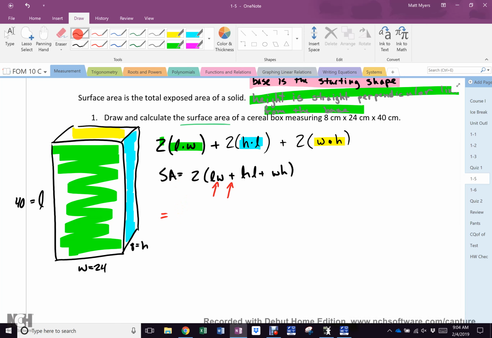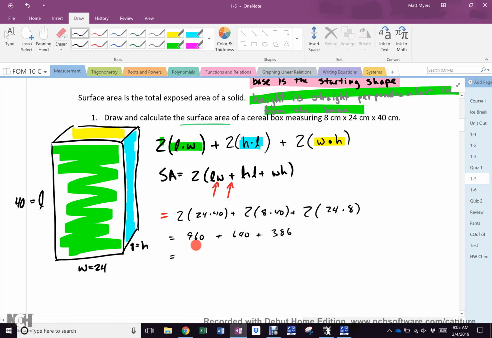Is there a simpler formula? Nope. So it's either 24 times 40 plus 8 times 40 plus 24 times 8, which is 960 plus 640 plus 192 times 2, which is 384, I think. And that is 1986.